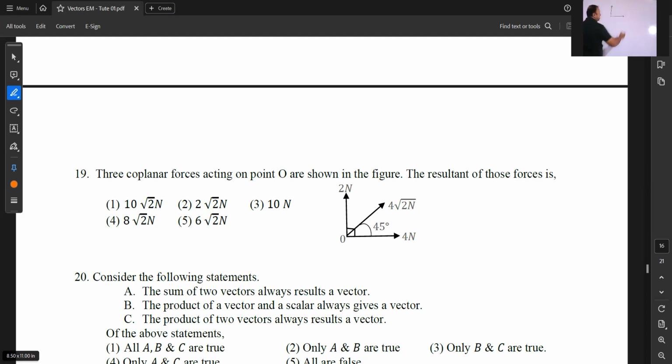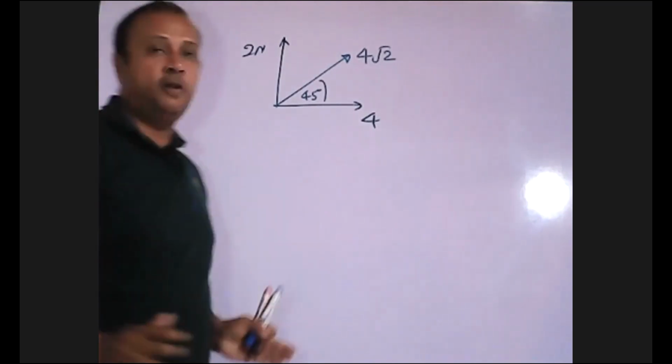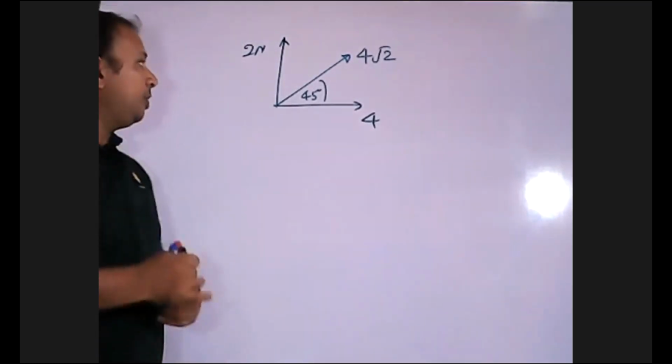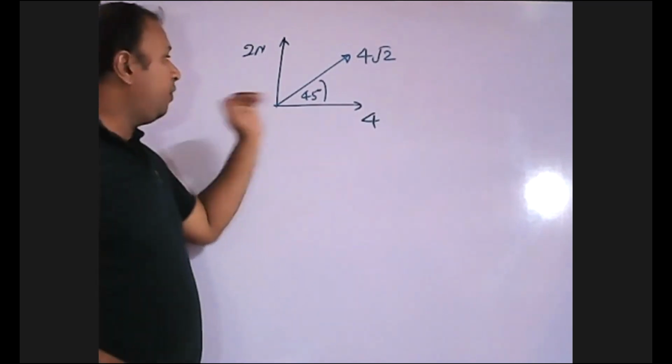What is the easiest method to get the resultant force here? 1 Newton here, 2 Newton here, and again 4 into root 2 Newton, the direction is 45. So how to get the resultant force? What is the easiest way to get the resultant force of the system? Tell me quickly, then we can go for the next step.